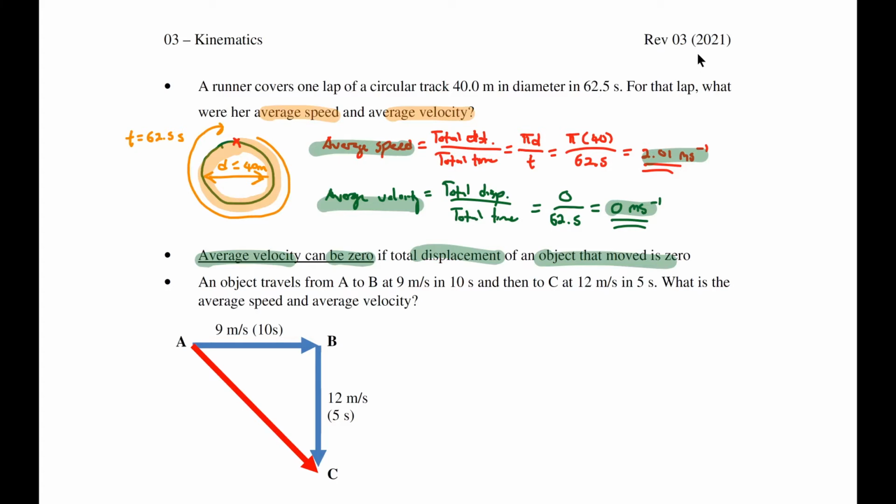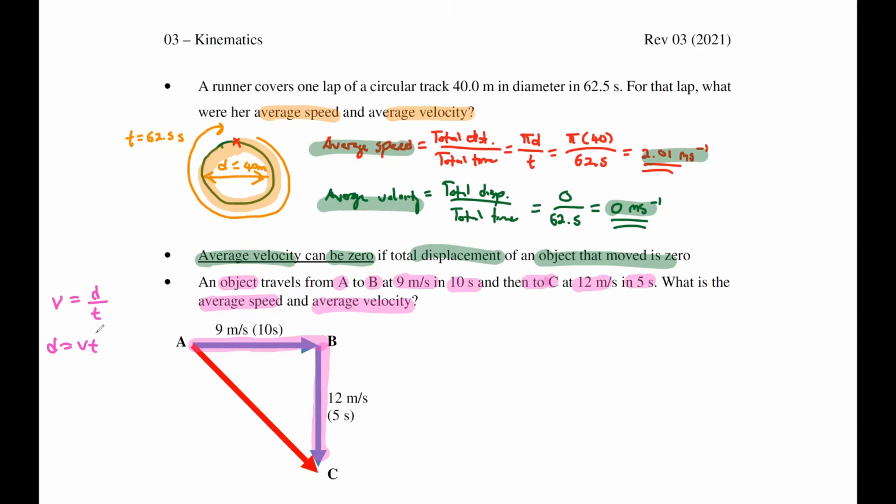Okay, now the next example, you have an object that travels from A to B at 9 meters per second in 10 seconds, and then to C at 12 meters per second in 5 seconds. What's the average speed and average velocity? So the person traveled like this, and then like this. Okay, so you know v is d over t. This is speed. Speed is distance over time.